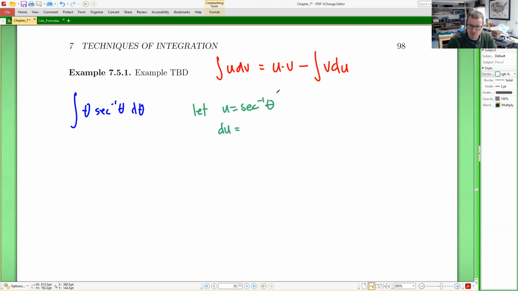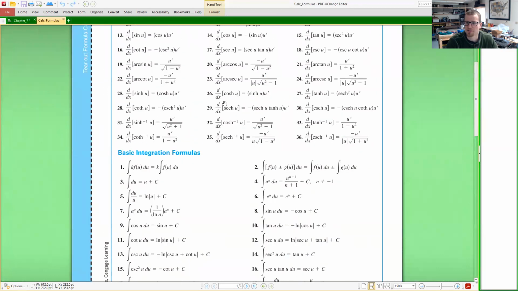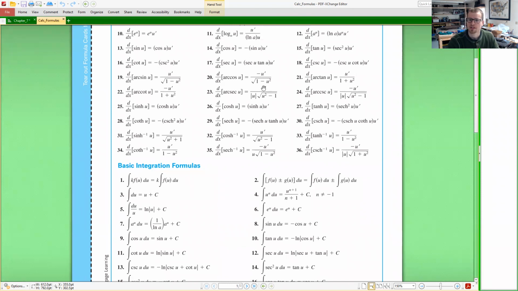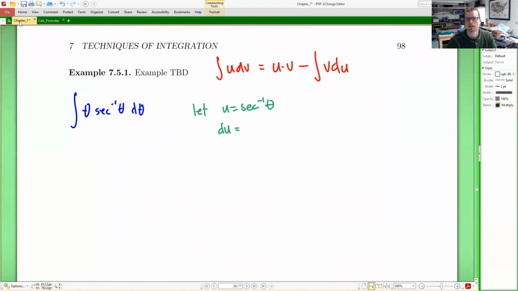That would give us du is equal to, you have to remember here, right, what's the derivative of inverse secant? I never remember that, so I go ahead and look at my formula sheet for the derivative of the inverse secant. Let's see, I believe that's arc secant on this sheet. Arc secant is right here: u prime divided by the absolute value of u times the square root of u squared minus 1. So it's just theta in this case. So the derivative of something first degree is just 1. So this is 1 divided by theta times the square root of theta squared minus 1.